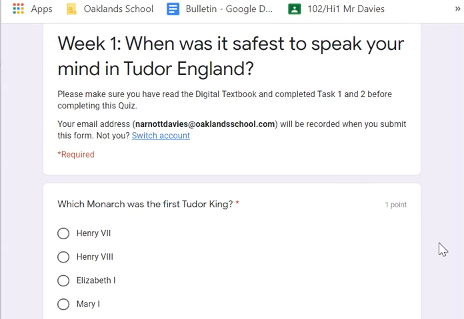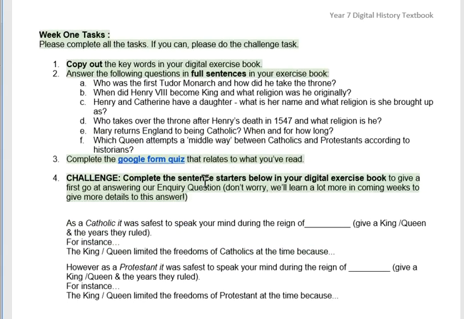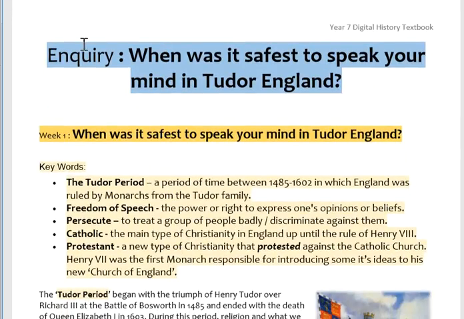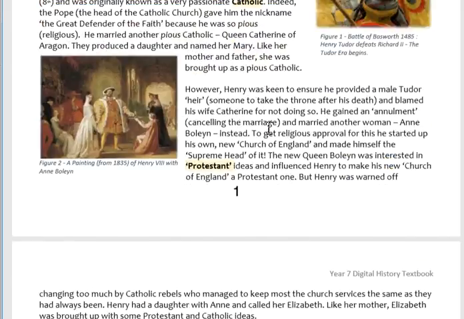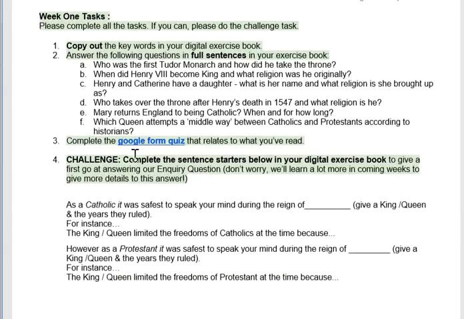And then finally, a little challenge, which I know you guys are going to be able to do because you are Year 7s, and Year 7s are pretty good at Oaklands, is to give this a shot. This is the start of us answering our big inquiry question, which was, when was it safest to speak your mind in Tudor England? The question can start to be answered with what we've learned today. We're going to learn a lot more detail about what it was like to actually be a Catholic or actually be a Protestant under these particular kings and queens. But for now, we can try and give these a shot.